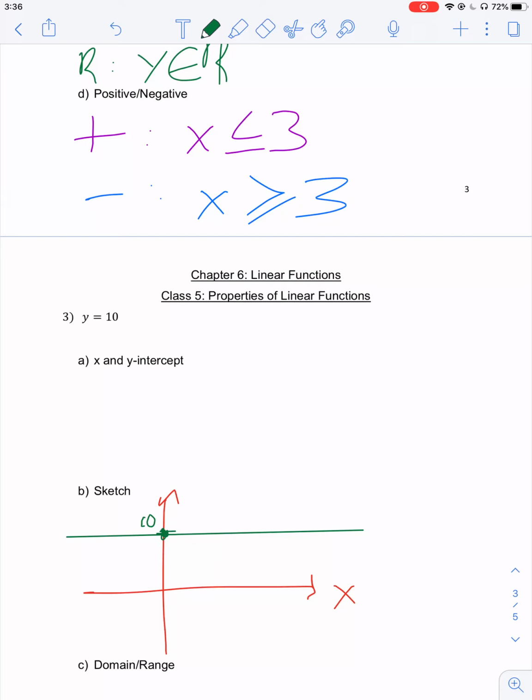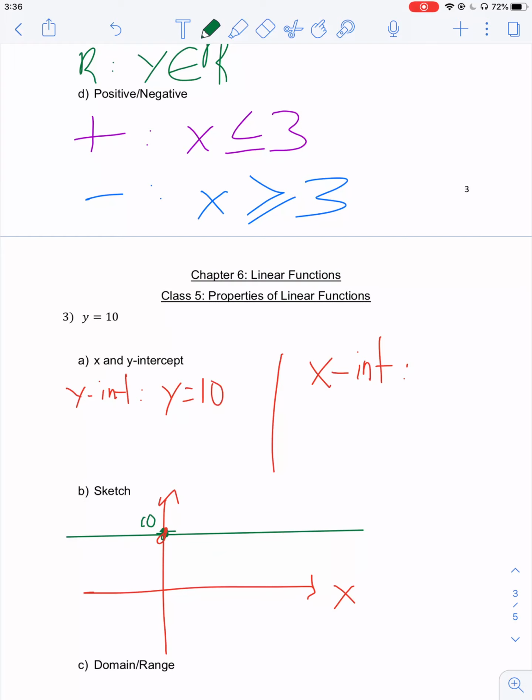So do I have a y-intercept? Yes, I do, right? My y-intercept is just this point over here. So the y-intercept is y equals 10. Now I don't have an x-intercept, right? I don't have an x-intercept because my function never touches the x-axis. So there's never going to be an x-intercept, okay?